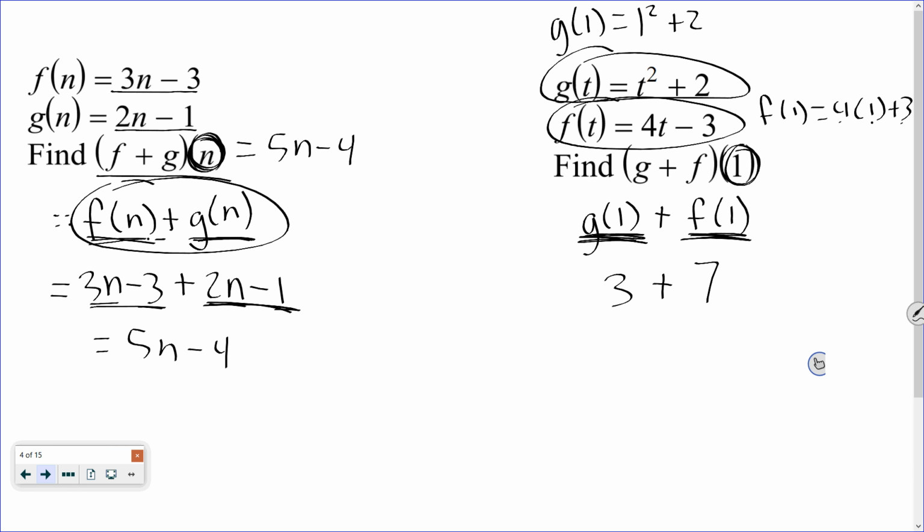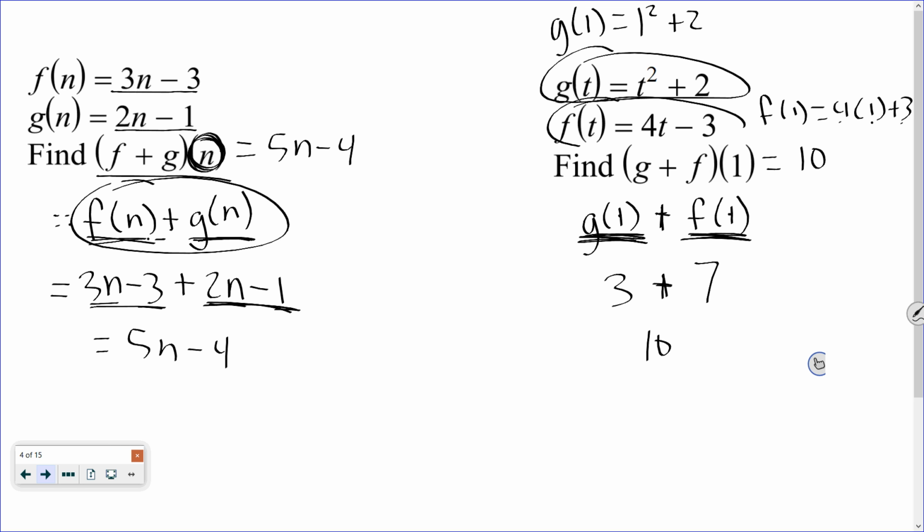So again, all I did is plugged 1 into g, plugged 1 into f, figure out what they're equal to, and now this tells me that I'm just adding. So I'm just adding them together. 3 plus 7 is 10. So come back up here. I know I made a mess, circling everything, but g plus f of 1 is equal to 10. That's my answer right there.